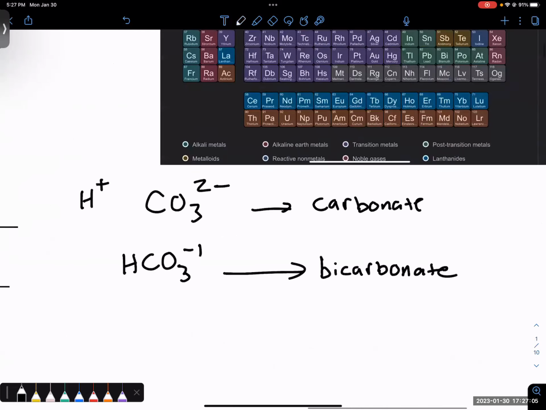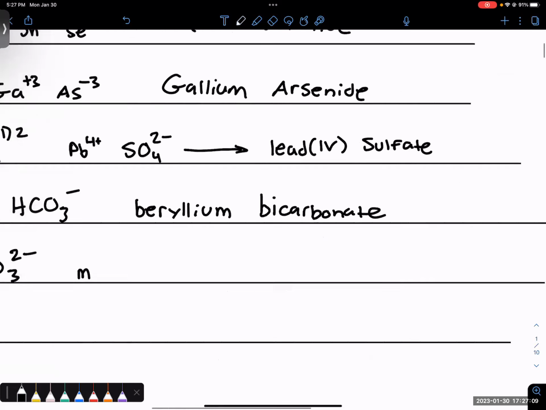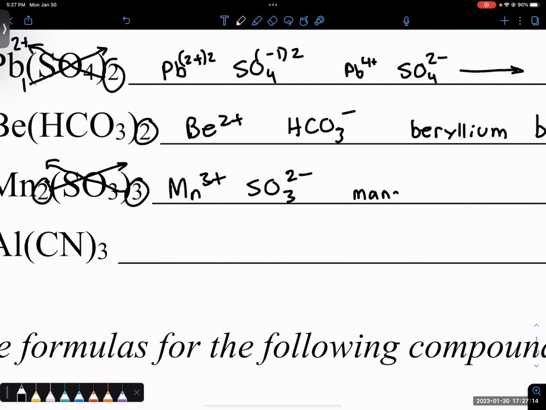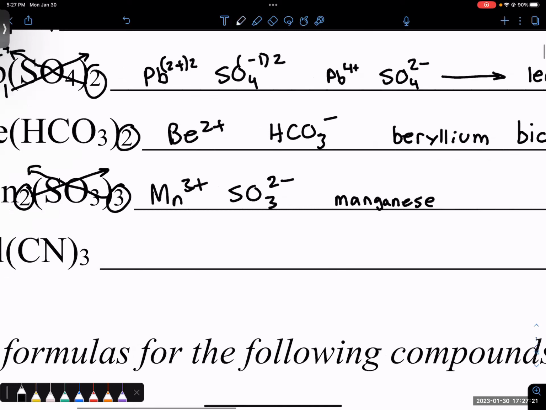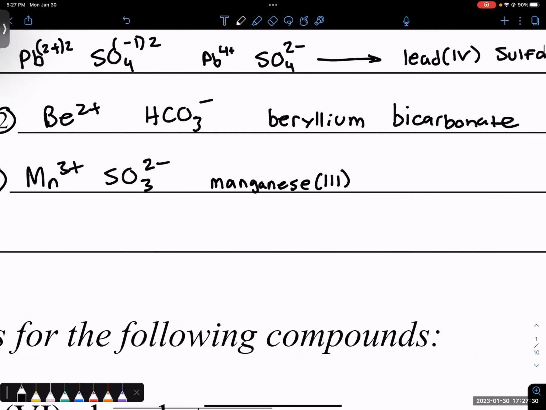You won't be able to look at a periodic table, so you won't be able to see names like this, but you should know after spending a lot of time with chemistry that Mn stands for manganese. Manganese in this case has a charge of 3. We do Roman numerals: 3 plus, and we indicate that with Roman numerals, and it's paired up with the polyatomic ion sulfite, not sulfate. So sulfite.